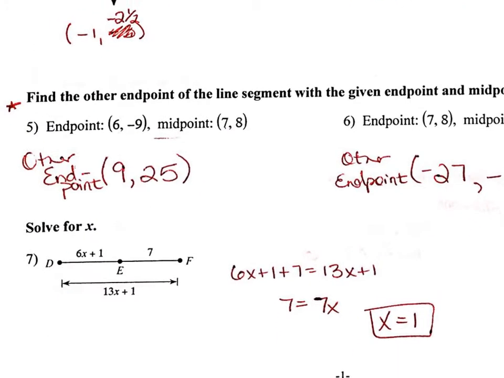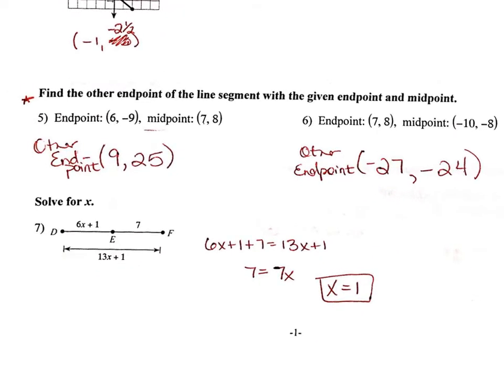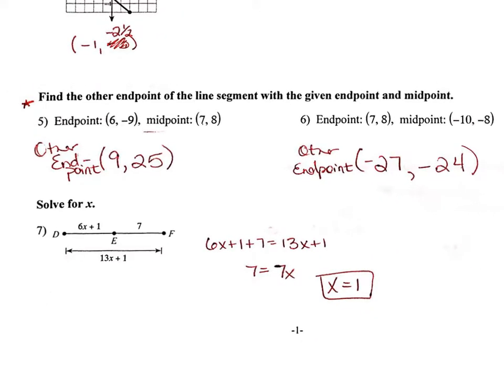5 and 6 are a little bit different because in 5 and 6, they give me another endpoint. So what I like to do, you may have another way to think about this, which I would actually really like to hear what you all do if you do something different. But I think, okay, so this is in the middle, my 7/8. So if I go backwards 1 to get to 6, I'm going to have to go forwards 1 to get the next x value, which is going to be 9. If I have to go backwards 17 to get to -9, I need to go forward 17 to get 25 on the other endpoint.